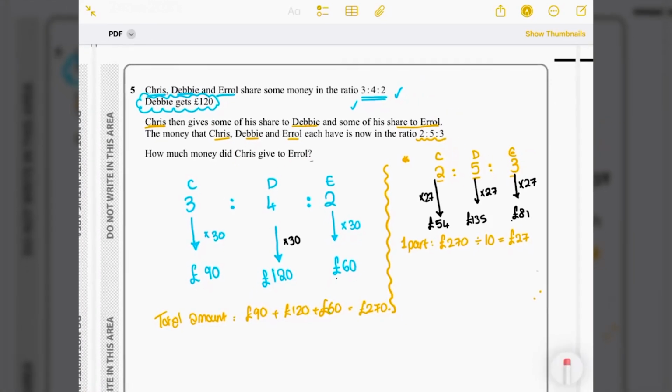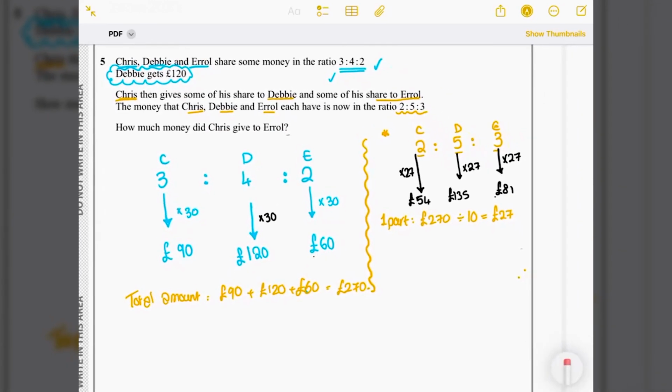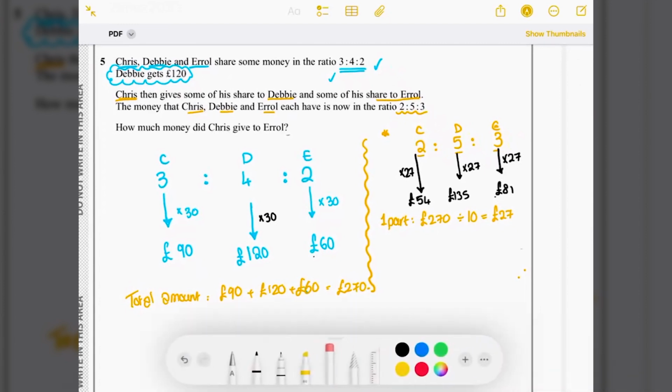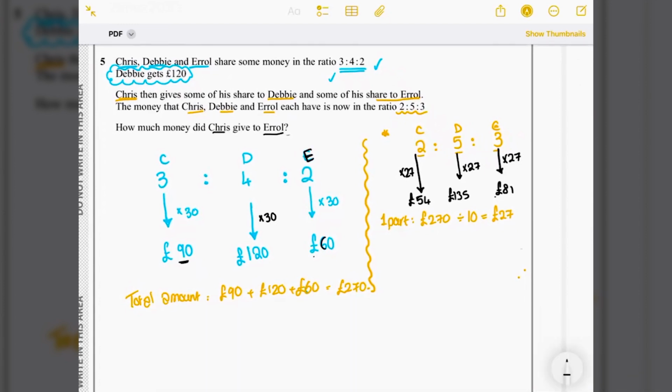So if you look at this last part over here, how much money did Chris give to Errol? Errol over here originally had £60, and now Errol has £81. So how much money did Chris give to Errol? It's whatever the difference is. So to find out how much more money Errol now has, I'm just going to take away. That's 81 minus 60, which equals £21.